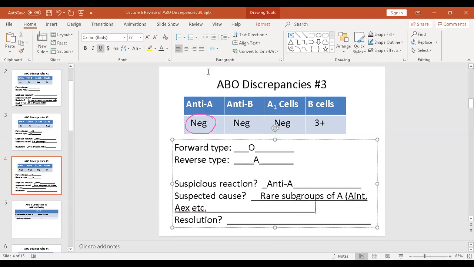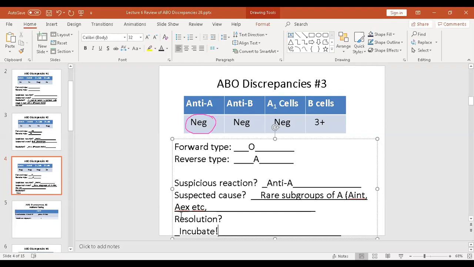So as far as resolution, once again, there are a couple of things that we can do. One of the things we could do is incubate. Okay, so instead of adding our anti-sera and our cells and centrifuging immediately like we do, we could add the anti-sera to the forward typing and let them incubate at room temperature, maybe for 15 minutes, and then take the tubes and centrifuge them.